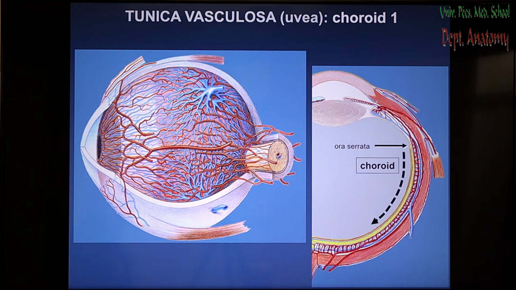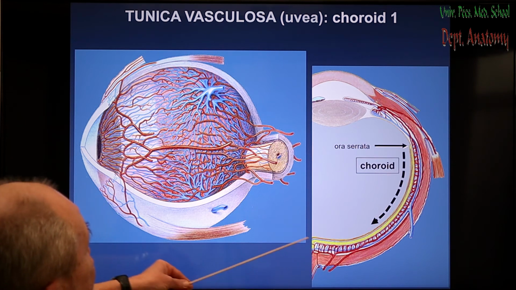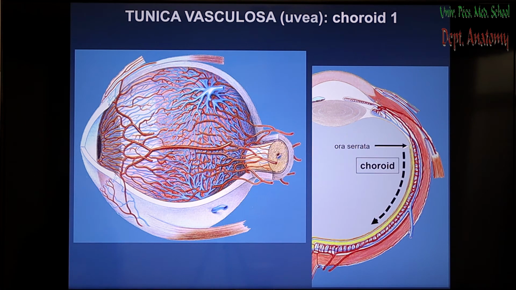Next layer comes the tunica vasculosa. Tunica vasculosa, as listed before, consists of different components. Again, starting from behind, just because this makes the majority of the tunica vasculosa, the choroid is to be discussed now.